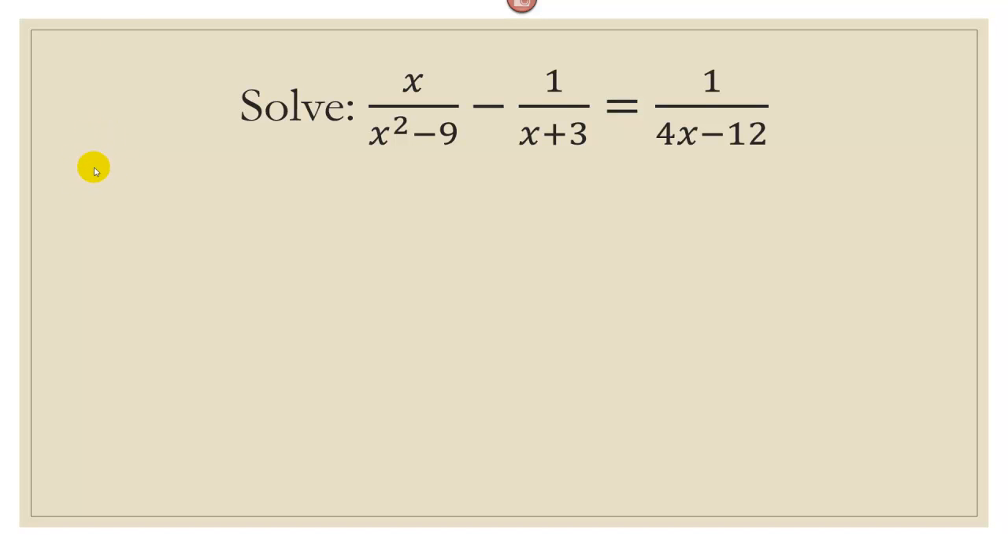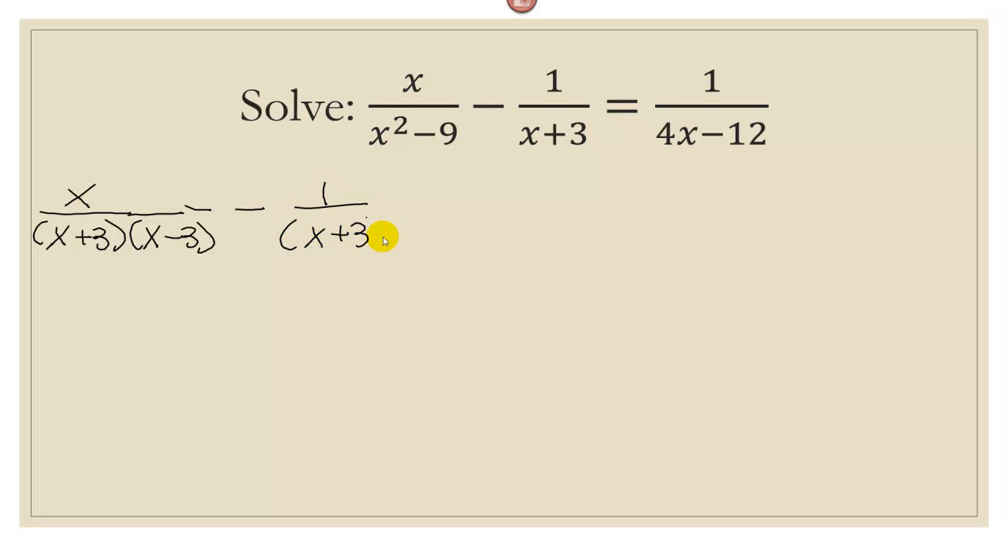So let's rewrite this. We have x over, I'm going to factor each denominator to make it easier to figure out what the LCD is. So we have a difference of 2 squares, so that factors to be x plus 3 times x minus 3, minus 1 over x plus 3, equals 1 over, this one has a GCF of 4, so I'll pull out a 4, and I'm left with x minus 3.